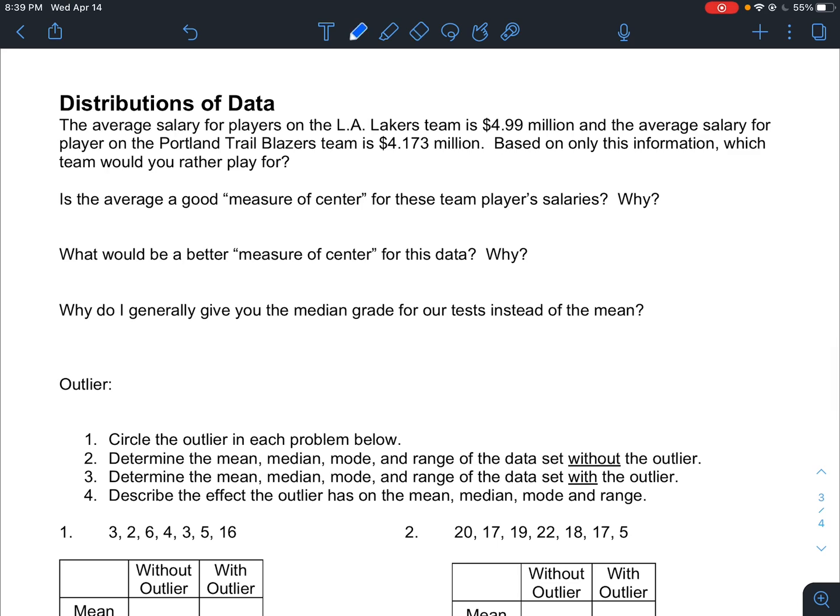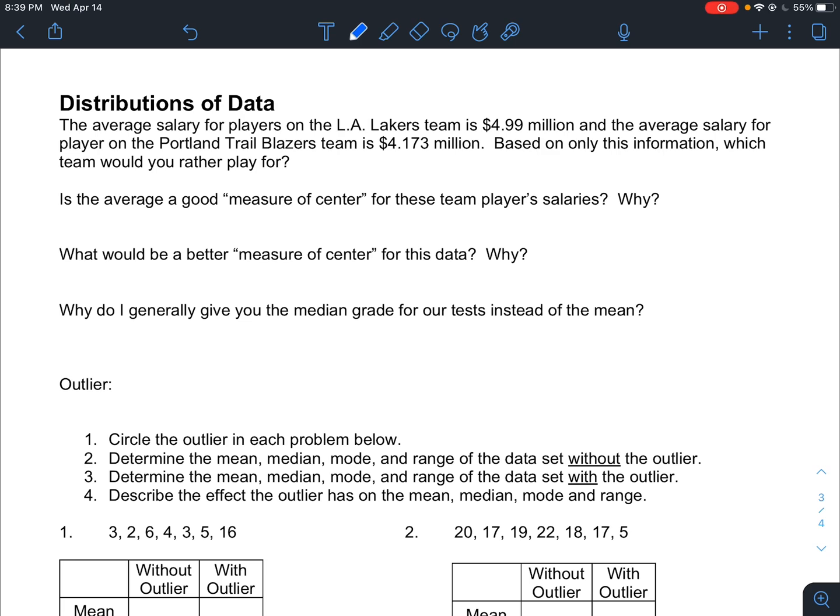Okay, so here's a situation. It says the average salary for players on the LA Lakers team is about $5 million, and the average salary for a player on the Portland Trail Blazers team is $4.173 million. Based on only this information, which team would you rather play for?